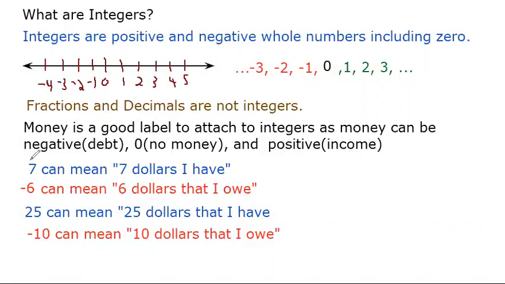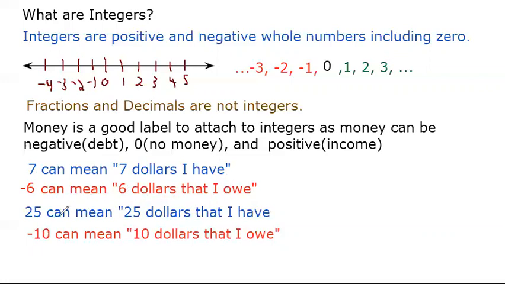So when I see a 7, if we use a higher level of thinking, we can use a phrase. So 7 can mean $7 I have. Instead of just saying 7, we make it a phrase, especially when we start to get into integer thinking. It makes it that much easier to deal with. So -6 can mean $6 that I owe. Again, the negative means that we're owing. So it translates from having to owing. So we have this opposite concept there.